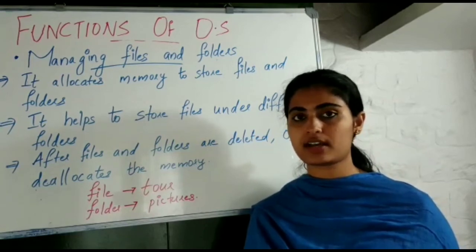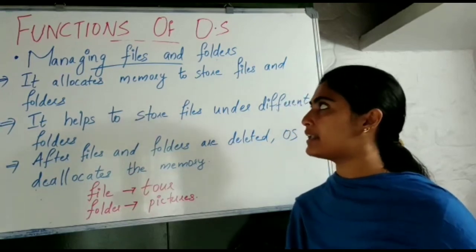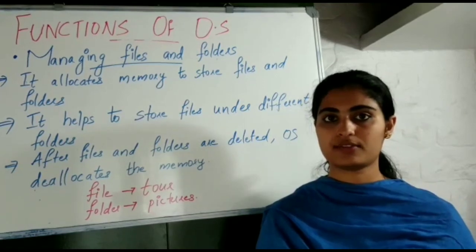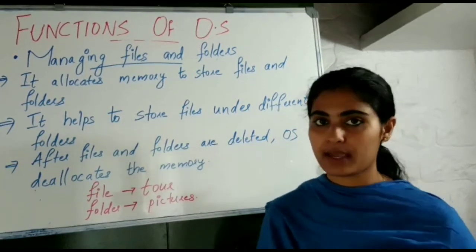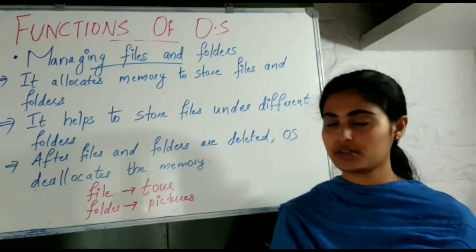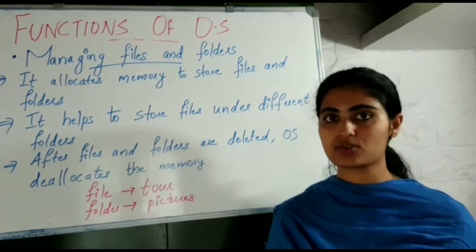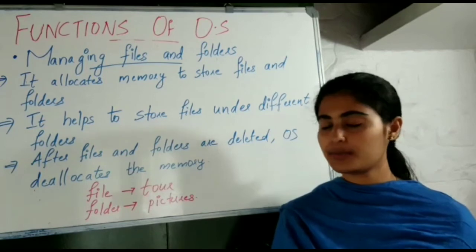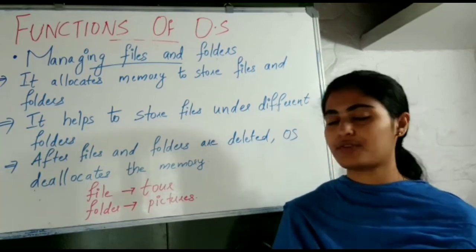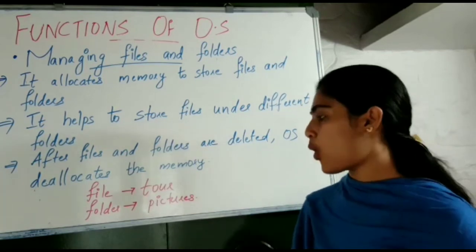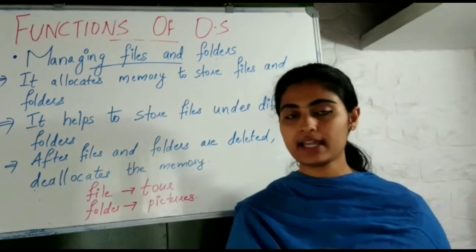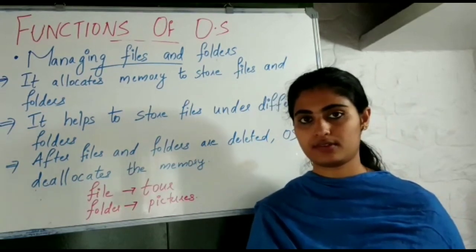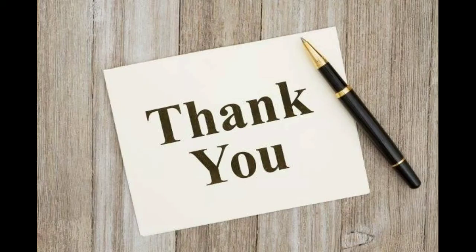Okay. So these are the 3 points of managing files and folders. First point is it allocates the memory to files and folders. Second point is it helps to store the files under different folders. And third point is after the files and folders are deleted, operating system will deallocate that memory space. Okay. So these are the functions of operating system.